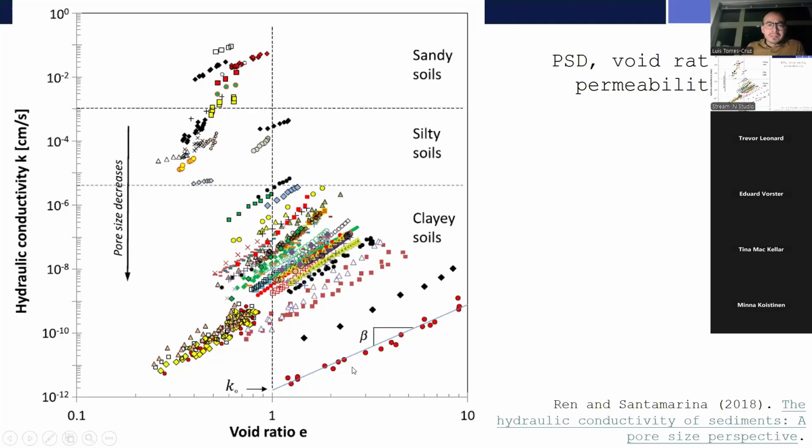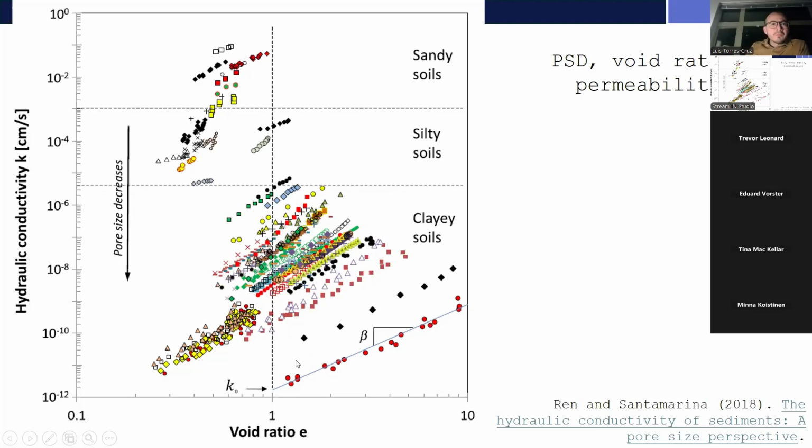The other thing that this graph reminds us of, and let me use as an example these red dots over here at the bottom, is that for a given soil, in other words, for a given particle size distribution, the permeability is not constant, which makes perfect sense because the void ratio at which that soil exists is going to control the size of the pores in between the particles, and therefore it will have an effect on permeability.